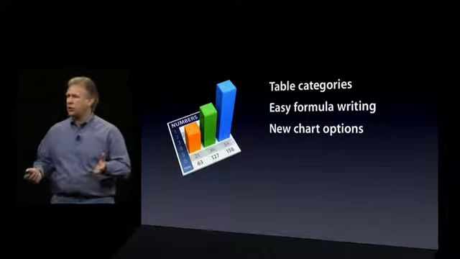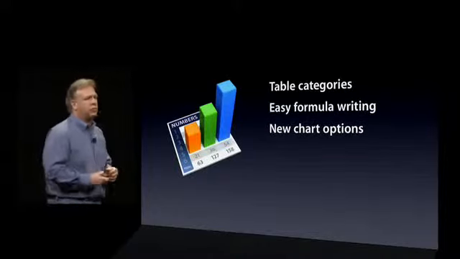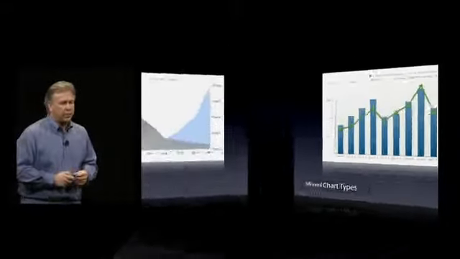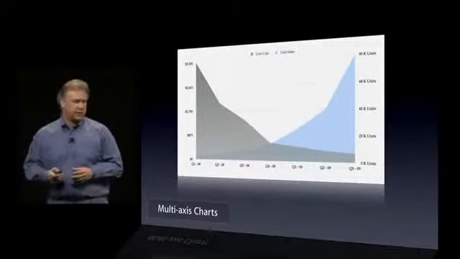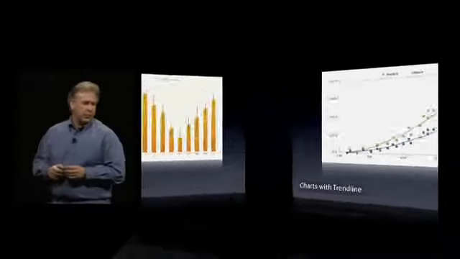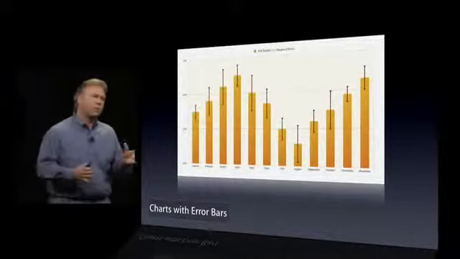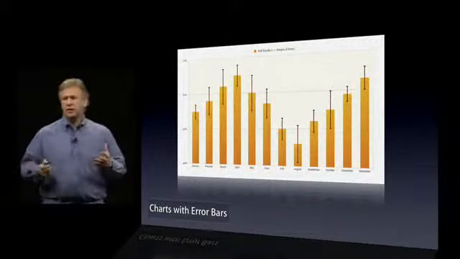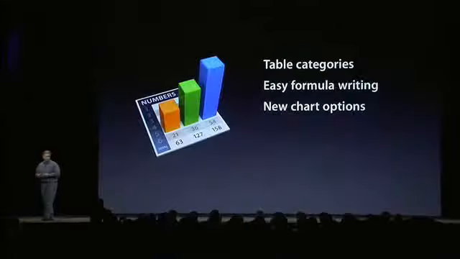There's some advanced chart options. Had a lot of interest in more features in charting. So we have mixed chart types. We have charts with multiple axes. We have trend lines and error bars. So these things have been really important to people doing financial charts or doing scientific charts. It gives them the tools they need to do some really advanced reporting on their spreadsheets.